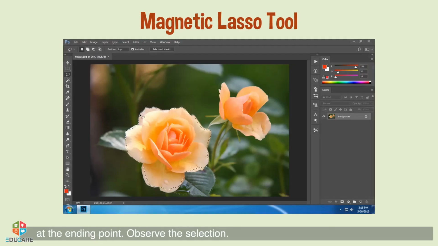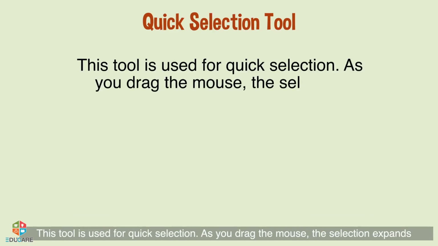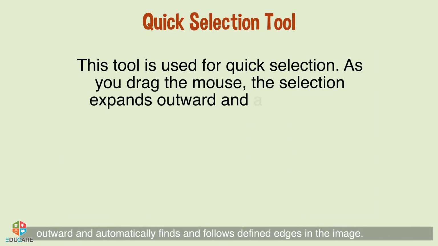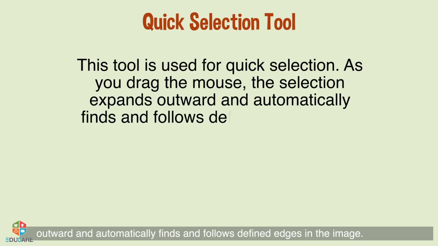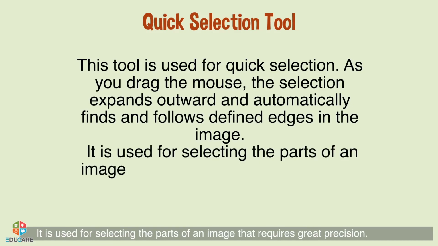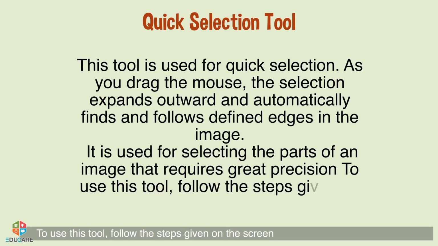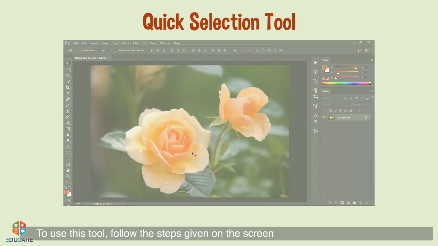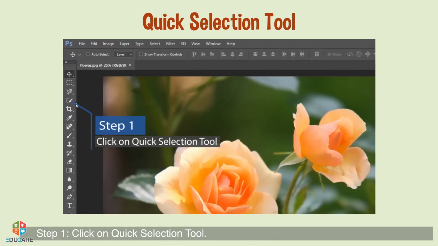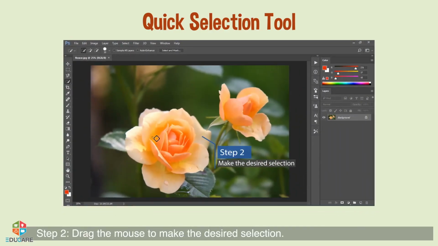Observe the selection. Quick Selection tool. This tool is used for quick selection. As you drag the mouse, the selection expands outwards and automatically finds and follows defined edges in the image. It is used for selecting the parts of an image that require great precision. To use this tool, follow the steps given on the screen. Step 1. Click on Quick Selection tool. Step 2. Drag the mouse to make the desired selection.